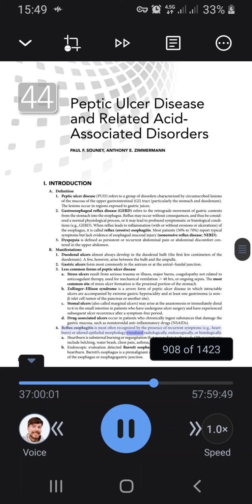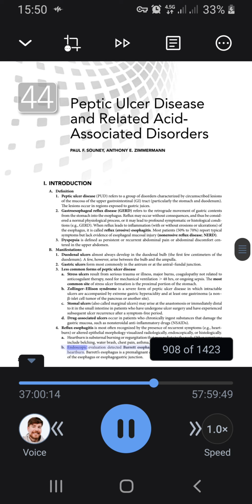4. Reflux esophagitis is most often recognized by the presence of recurrent symptoms, for example, heartburn or altered epithelial morphology visualized radiologically, endoscopically, or histologically. Heartburn is substernal burning or regurgitation that may radiate to the neck. Other symptoms include belching, water brash, chest pain, asthma, chronic cough, hoarseness, and laryngitis.